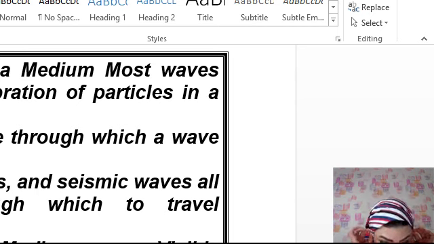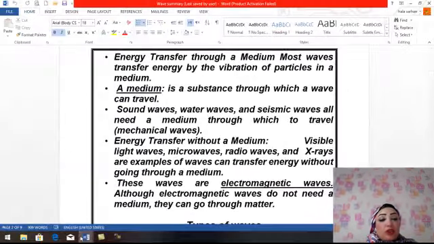Okay, so again, can you tell me what are the types of waves according to medium? We have two types of waves. We have mechanical waves that need a medium to travel through. This medium, which is the substance that the wave travels through, may be solid, liquid, or gas. The best examples are sound waves and water waves. And the electromagnetic waves, which are the types of waves that don't need a medium to travel through, like light waves, like microwaves, like radio waves, are the examples for the waves that don't need a medium to travel through.